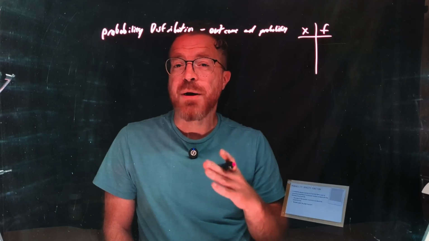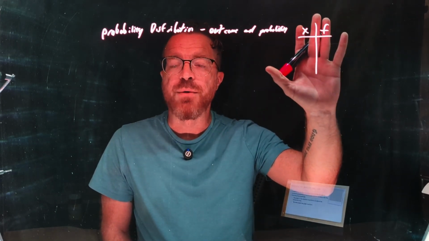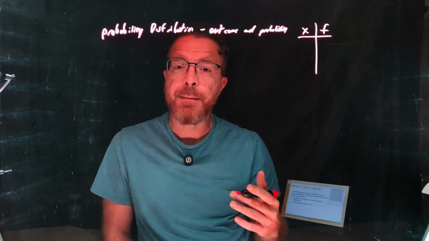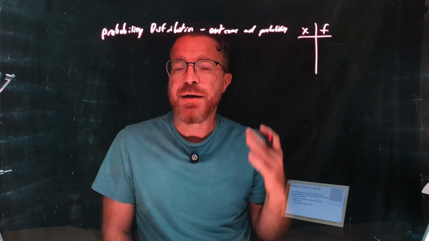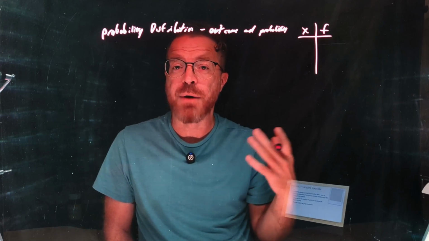Now, for a continuous probability distribution, this definition is pretty much out the window. There's no way that you can list every possible outcome and its associated probability because there's an infinite number of outcomes, which means that there would be an infinite number of probabilities.